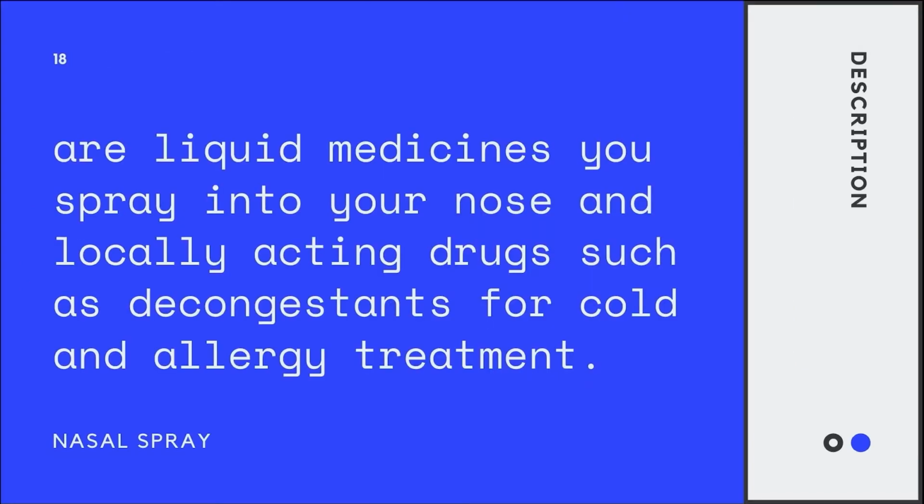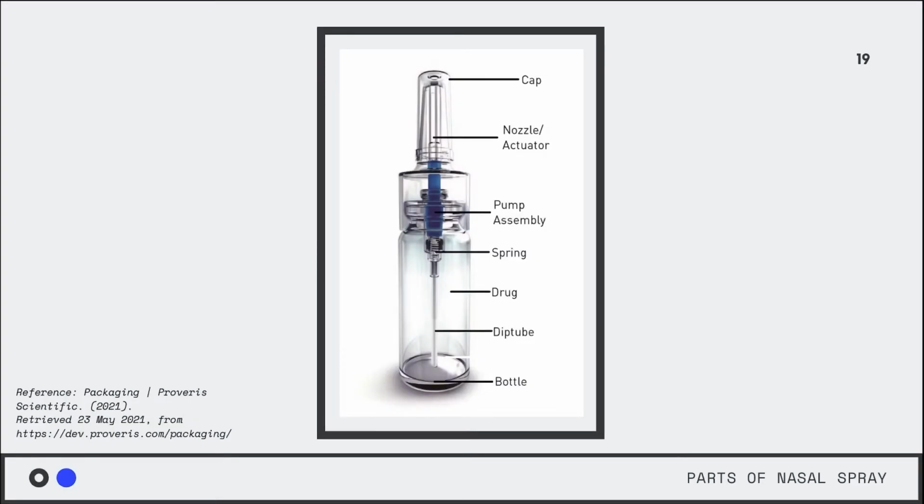Nasal sprays are locally acting drugs such as decongestants for cold and allergy treatment whose systemic effects are usually minimal. Both solution and suspension formulations can be formulated into nasal sprays. Due to the availability of metered dose pumps and actuators, a nasal spray can deliver an exact dose from 25 to 200 micrometer. Here are the parts of a nasal spray.